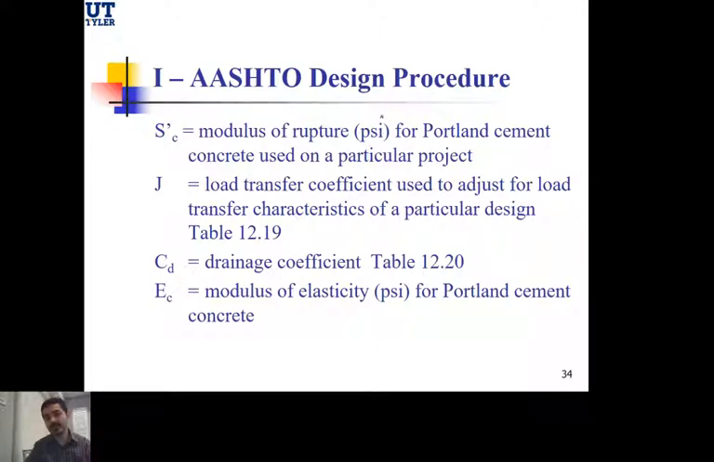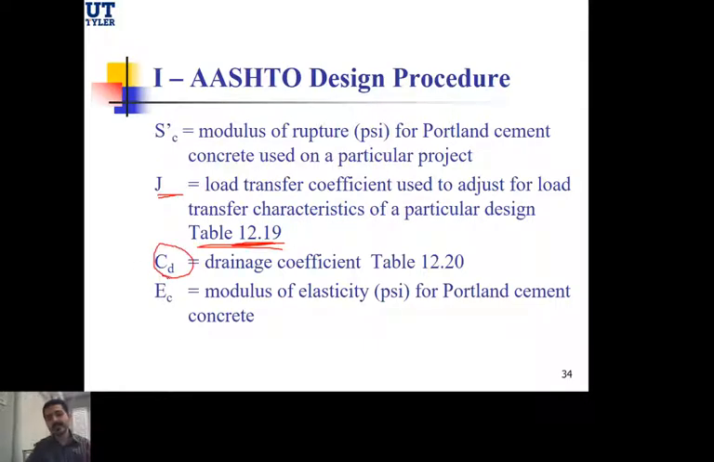That is, again, used on a particular project. The J value is the load transfer coefficient, and I'm going to explain it; it has its own table, which is Table 12.18. The load transfer coefficient is used to adjust for the load transfer characteristics of a particular design. If I have some dowel bars that can transfer the load from one adjacent slab to the other, it has some coefficient. If there's not much load transfer, it has another coefficient.